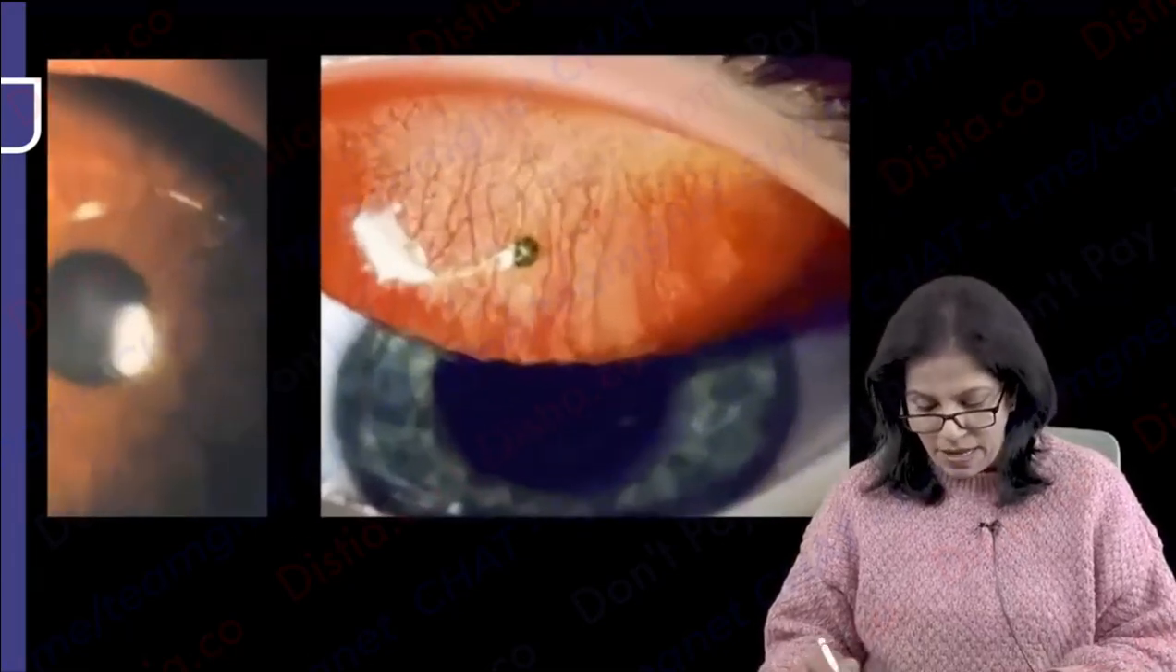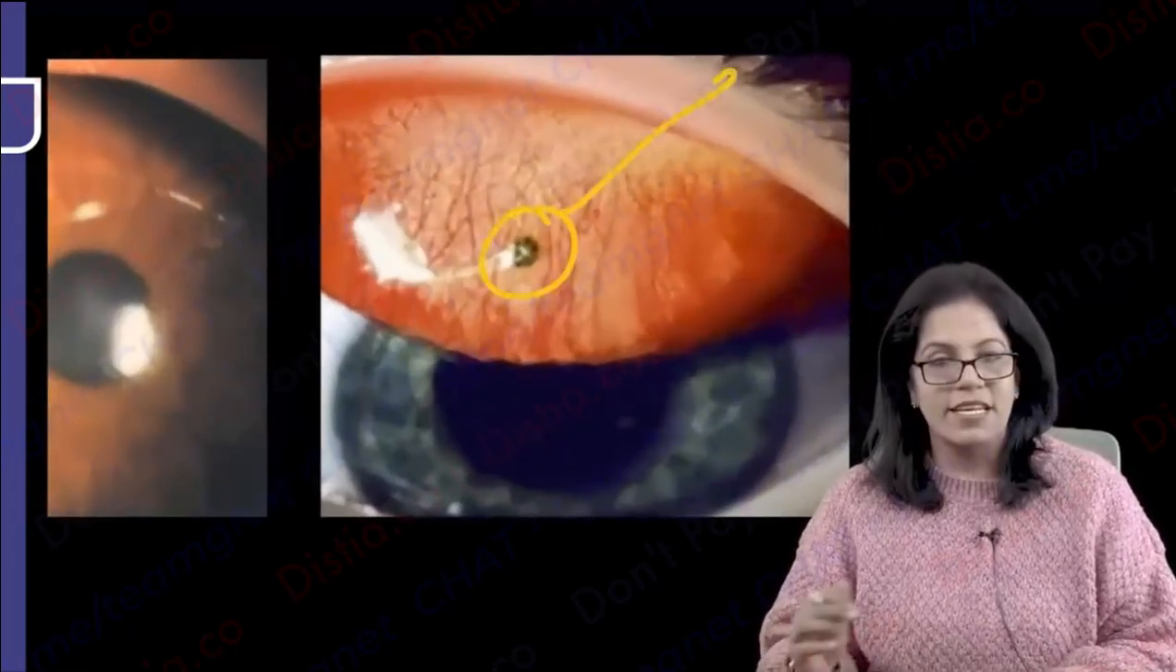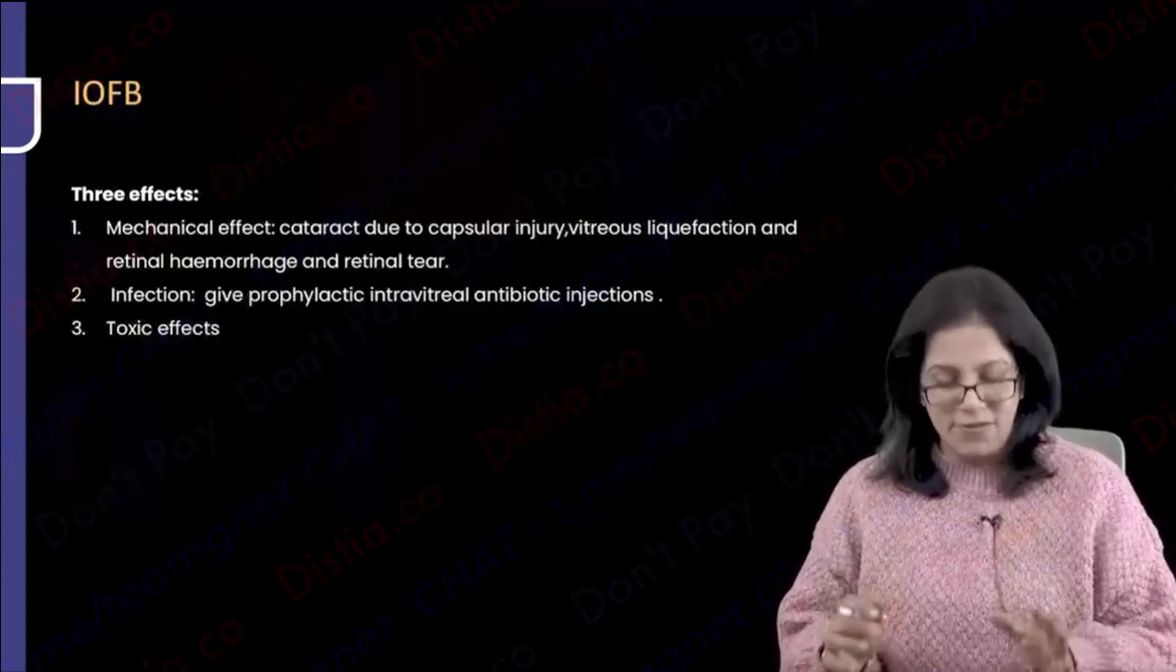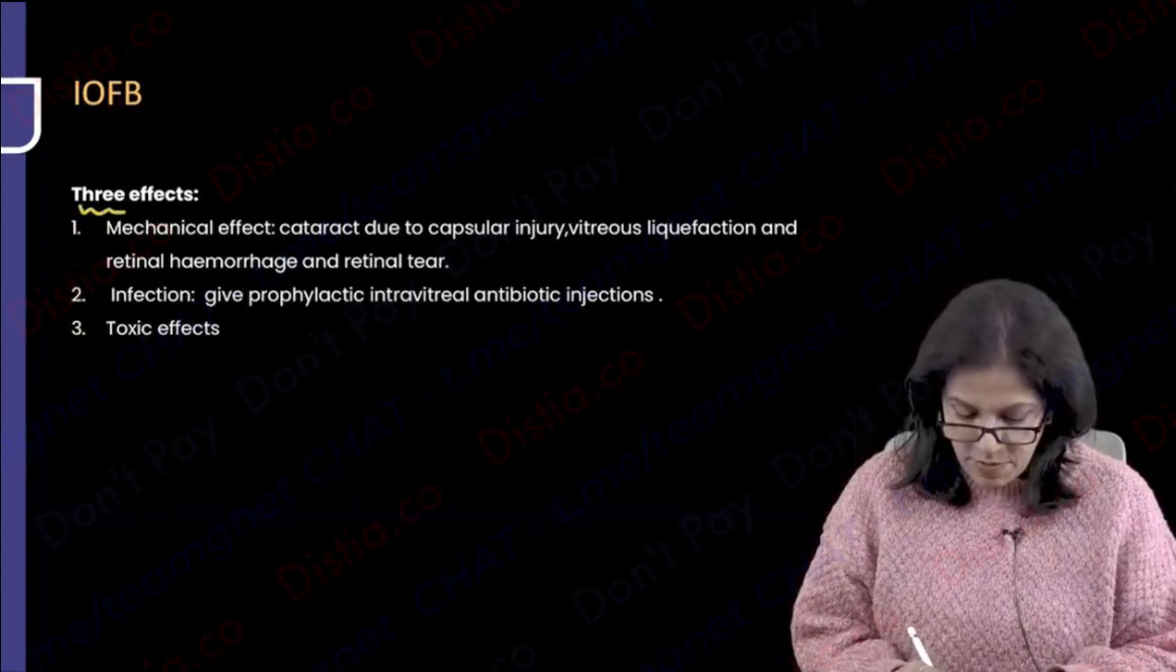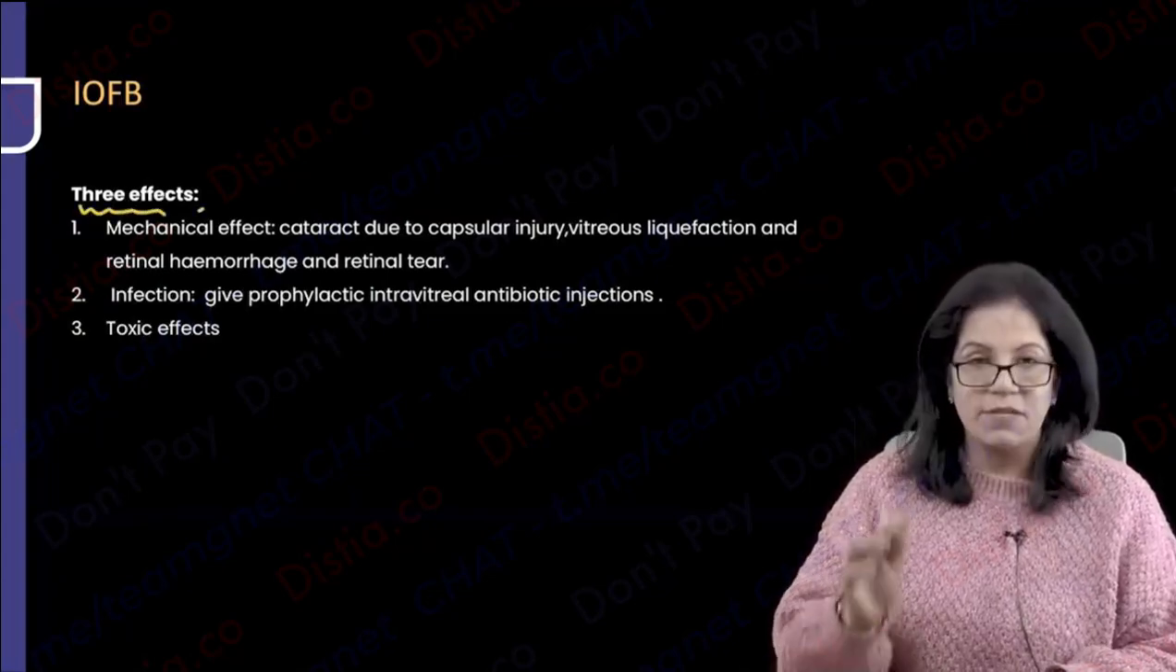Another could be in the palpebral conjunctiva. Again, you have to just scrape it out. Talking about the intraocular foreign body, any foreign body which goes intraocular will have three effects.